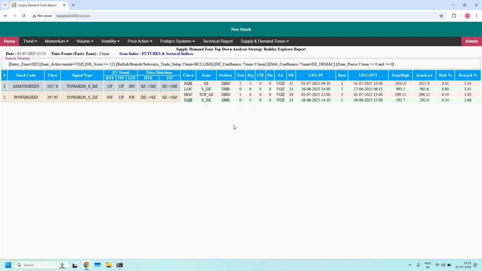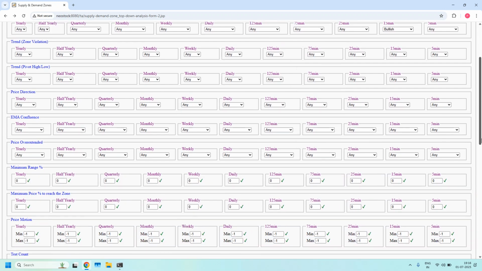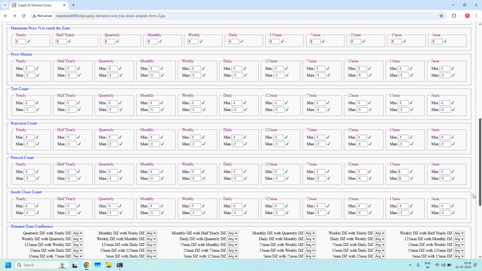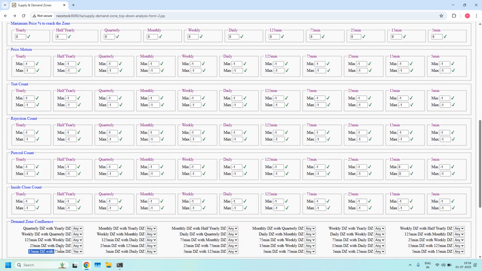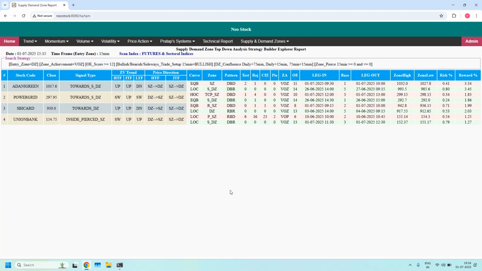Okay, next we will further filter based on LTF, ITF and HTF demand zone confluence, after that HTF EMA confluence. ITF EMA I am removing. In the demand zone confluence, 3 filters we will set. First filter is already enabled, 15 and 75. Next 15 minutes and daily demand zone confluence, 75 minutes and daily demand zone confluence. With all the 3 filters, we got 4 stocks.